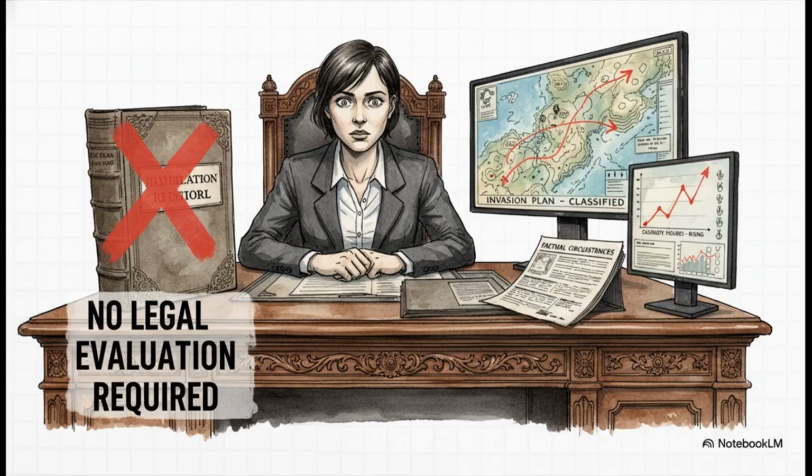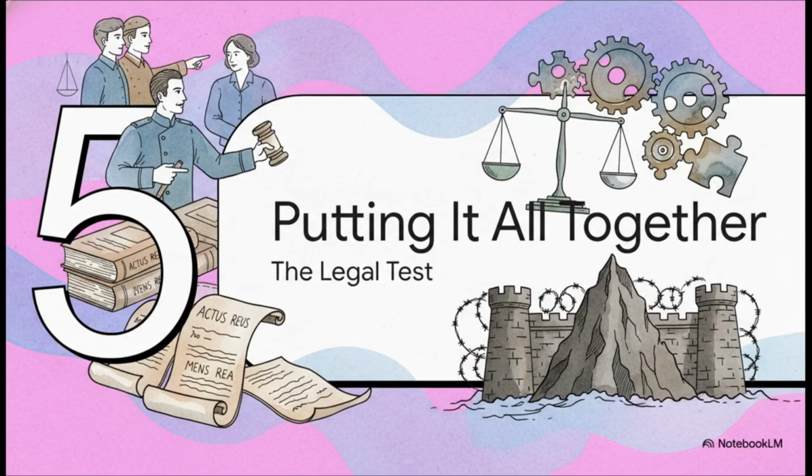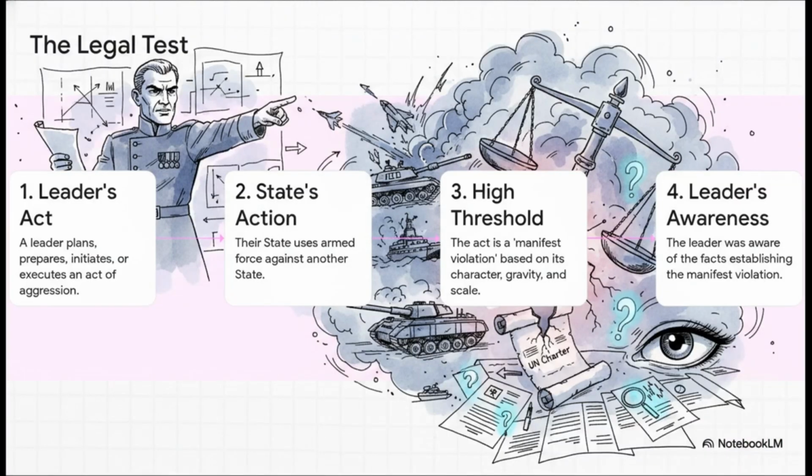That's what matters. Okay, so we've looked at the leader, the state's action, and the super high manifest threshold. So let's put all those pieces together now and see the complete legal test. So here it is. This is the big takeaway. To actually prove the crime of aggression, you have to check all 4 of these boxes.